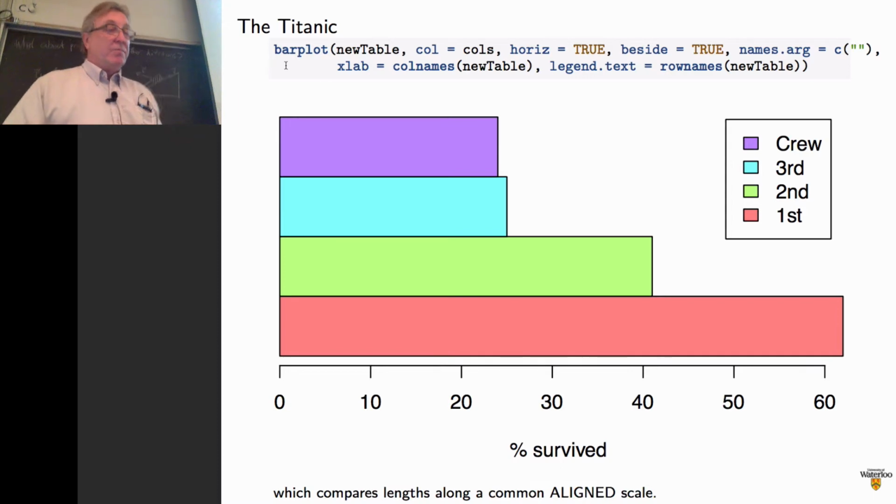What I'm using are both examples of bar plots with various of the arguments set to values that give me the output that I would like. So now I've got this much easier comparison because they're on a common aligned scale. This is a lot like the display of the numbers themselves. You immediately see the proportion that survive in first class is much, much larger, more than twice the size, nearly 3 times the size of the proportion that survive in third or in the crew. Very simple, just using length. Those are bar plots.